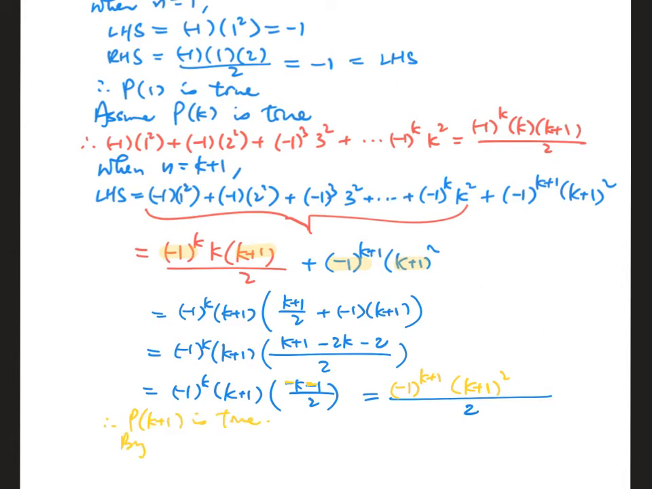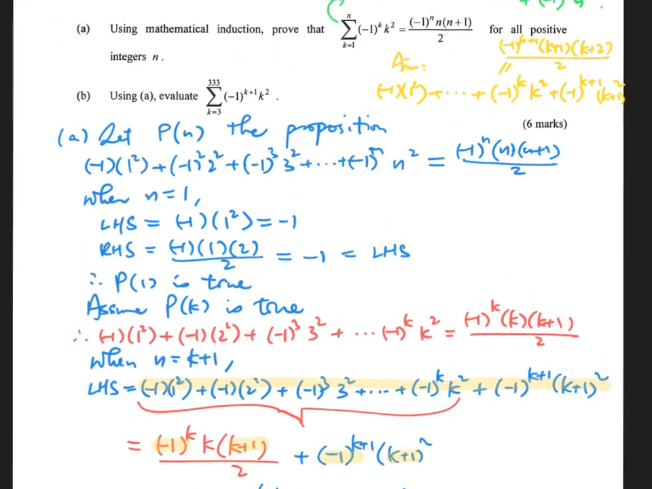And by the principle of MI, P(n) is true. So this is the situation having a summation sign in your MI question. The main point is you need to know how to expand it into the expression like this one or this one, so that you can do the calculation accordingly.